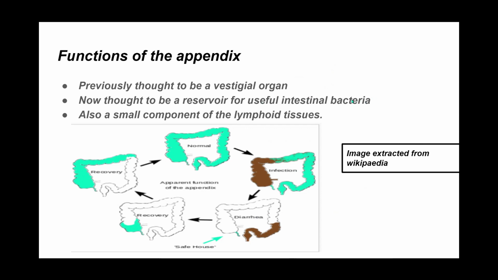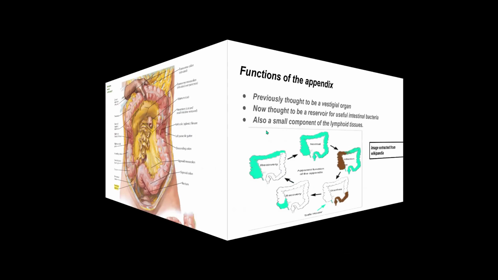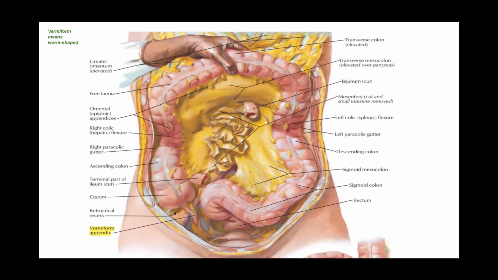useful bacteria. The appendix also contains a small component of the gut lymphoid tissue, okay, which is called the GALT, the G-A-L-T, the gut associated lymphoid tissue. And this image was extracted from Wikipedia. The previous image, this one, and most of the other images we're going to see are actually extracted from the Atlas of Human Anatomy by Frank Netter.